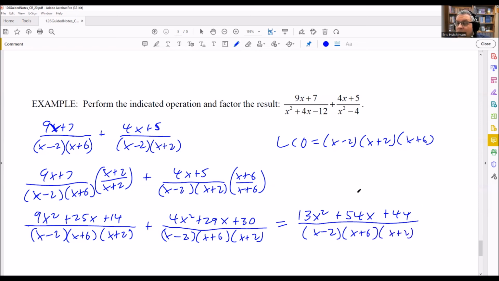And this is actually going to be something that you don't have to worry about trying to factor, but you'll find that it doesn't factor anyway as it is. If we do 13 times 44 and try and go through all the combinations, that does not work to give you anything that adds up to 54. So you just leave your answer just like that.